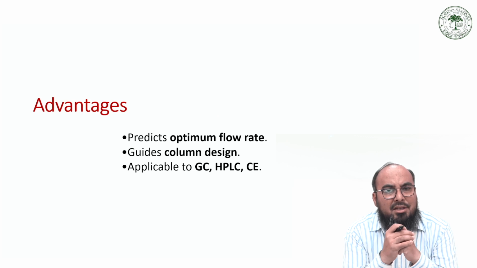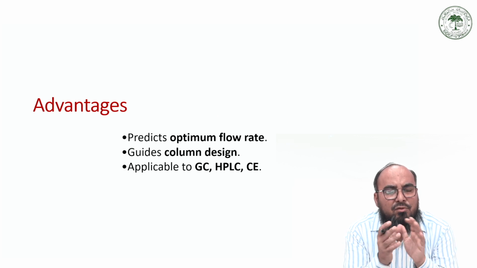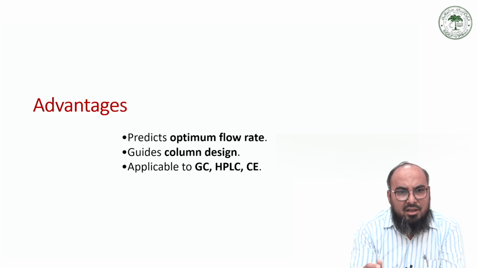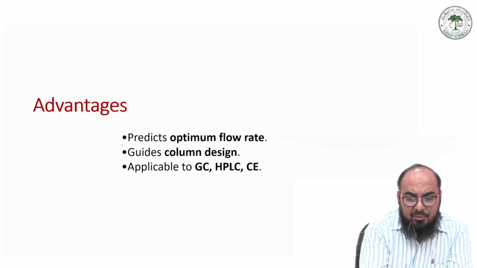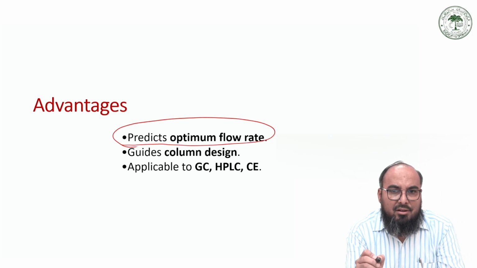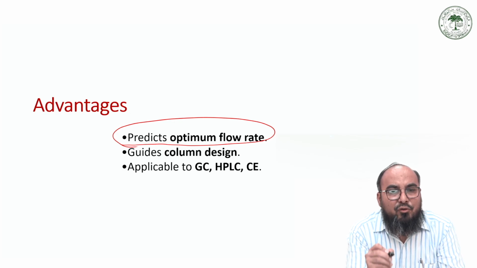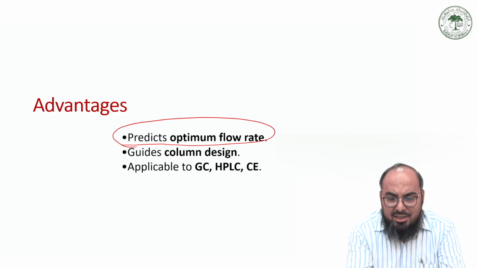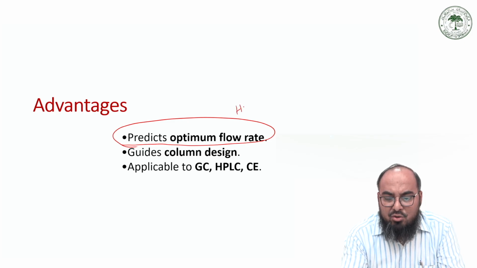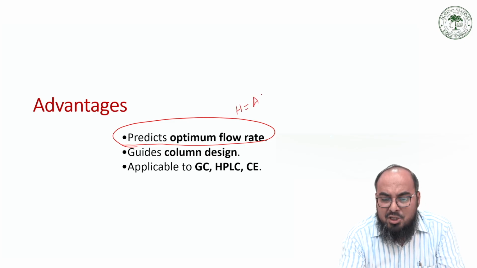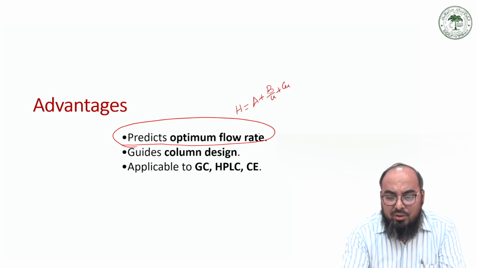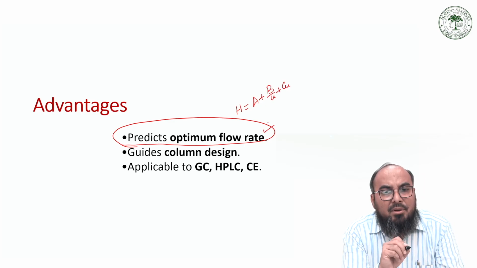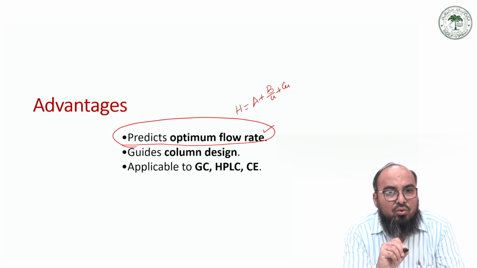Now, what are the advantages of using this Van Deemter equation? Number first, the Van Deemter equation predicts your optimum flow rate. So you don't have to run a number of columns just to fix your flow rate, but just by calculation, using the equation H is equal to A plus B upon U plus Cu, you can just ascertain the optimum flow rate, that is the U.